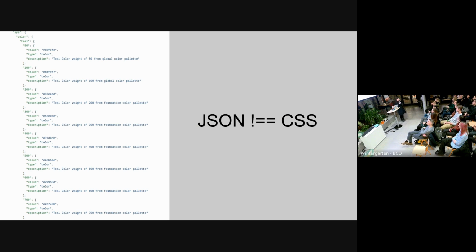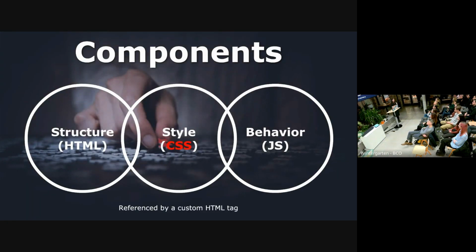So Token Studio itself, this plugin for Figma, if you export them, you get JSON. JSON is a format most people can work with, but JSON is obviously not CSS. And if you remember our slide before, what we need in code is actually CSS in the end. So how do we go there?